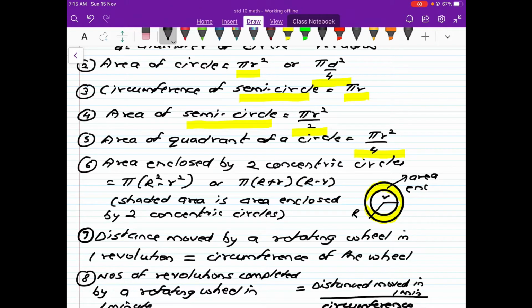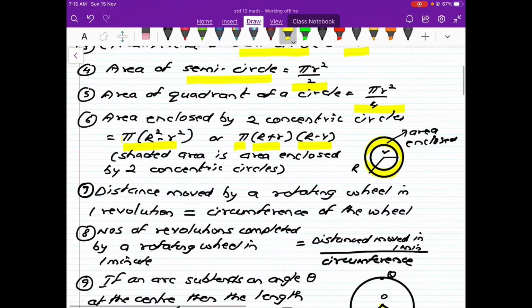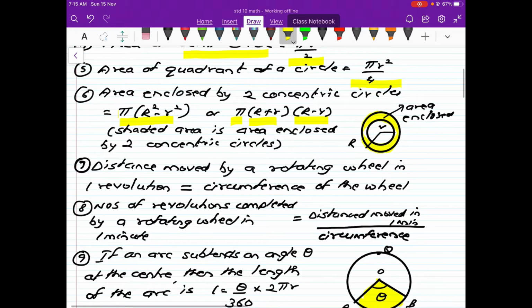This is the area enclosed by two concentric circles, and it is simply the difference of the areas of the bigger and the smaller circle. So it is given by pi R square minus r square. Instead of finding squares, there is another algebraic formula which we can use. We can write pi into big R plus small r into big R minus small r. So this is the area enclosed by two concentric circles.